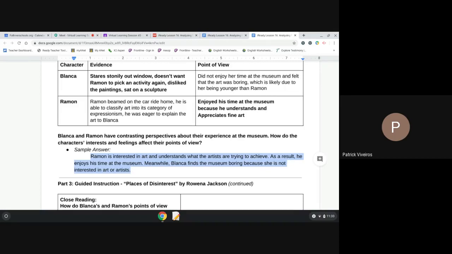Again, Ramon showed sincere interest in the art, so obviously he had a better experience, a more pleasurable experience at the museum, where Blanca didn't find it fun, thought it was boring, and her whole experience was kind of ruined too because she sat on the piece of art instead of observing it like a normal person, and then was questioning why the security guard attacked her.